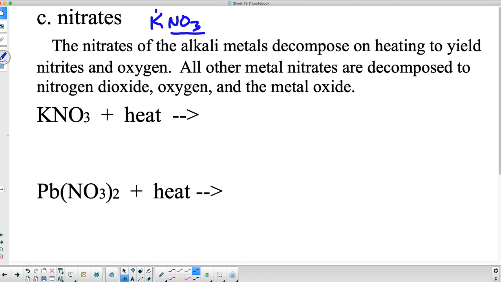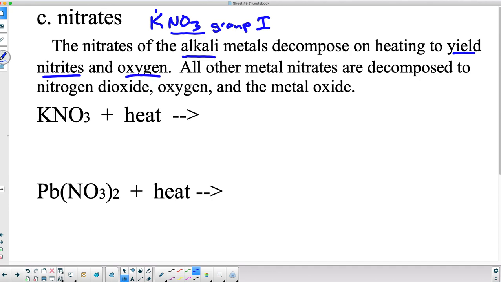Okay, now this alkali metal means, again, the same as it did before, it means group 1. So we're talking about group 1 metals. That would be lithium, sodium, potassium, rubidium, cesium, and francium. So they decompose on heating to yield nitrites and oxygen.